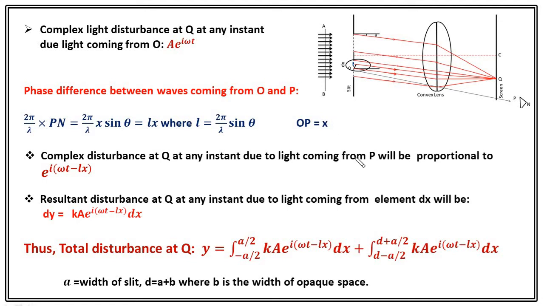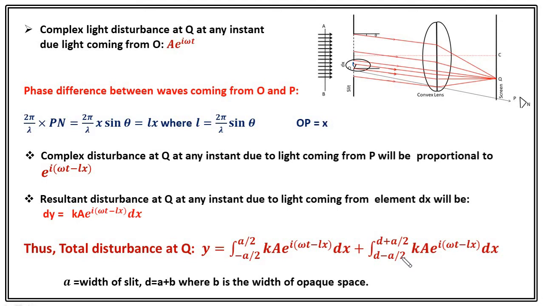Any two corresponding points in the two slits are separated by a distance of d, right? The lower point of the lower slit and the lower point of the upper slit are separated by a distance of d. d is a plus b, where a is the width of the slit and b is the width of the opaque space. Therefore, any corresponding points are separated by a distance of d, so just introduce this d in the limit, d minus a by 2 to d plus a by 2. So this is the complex light disturbance at Q.